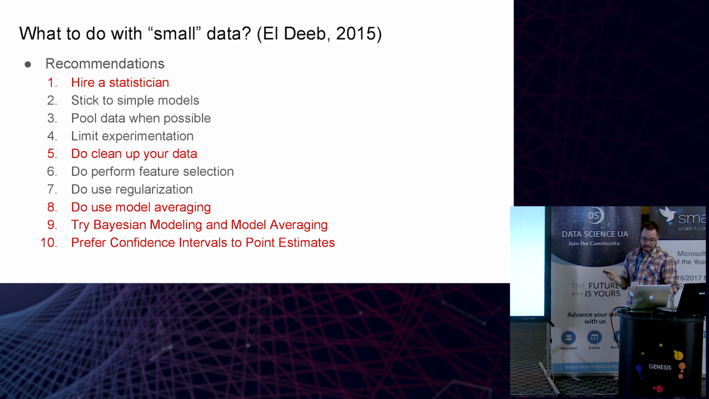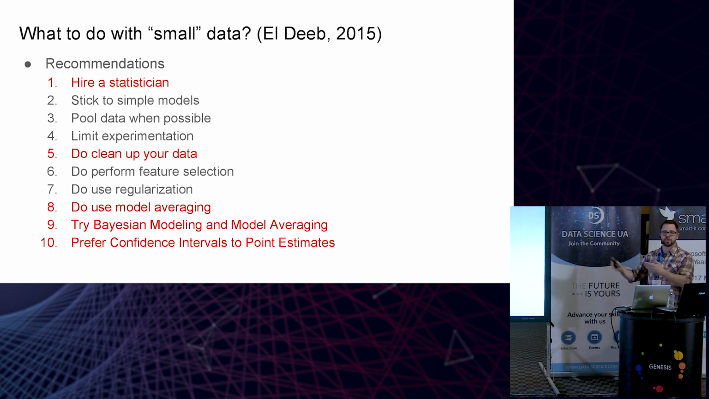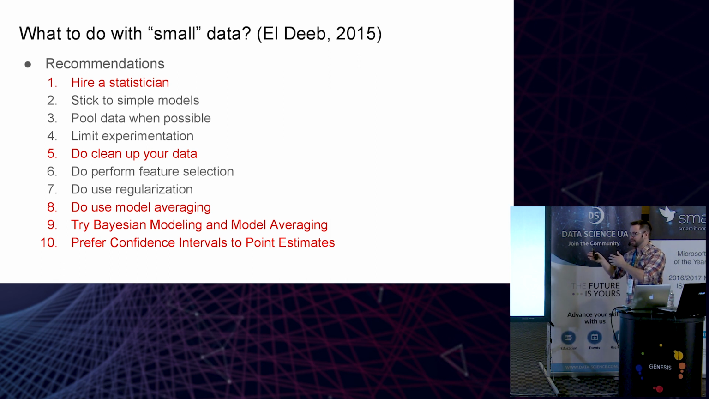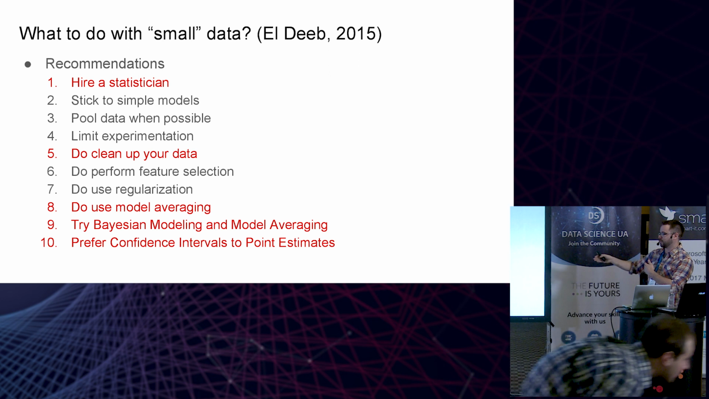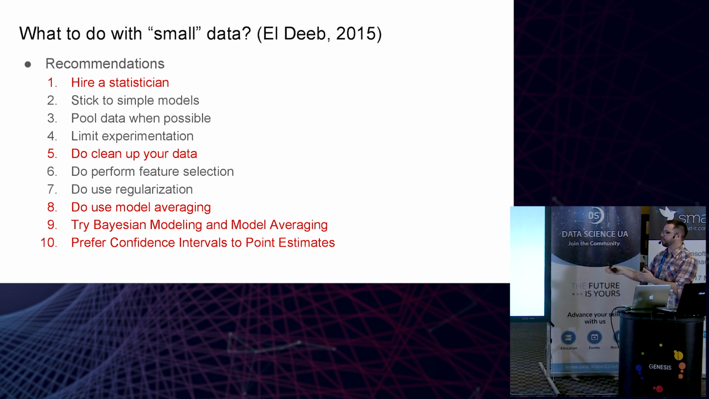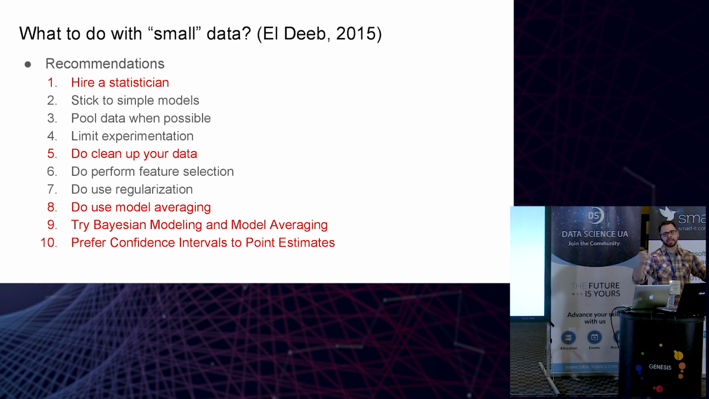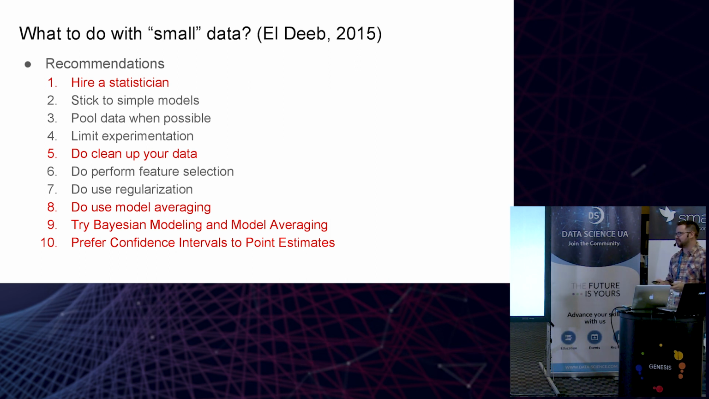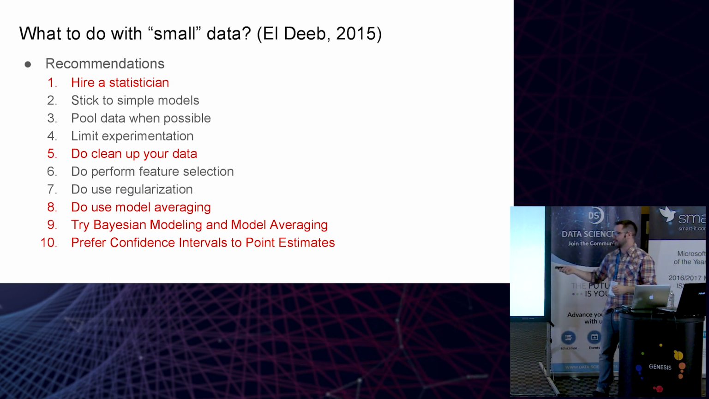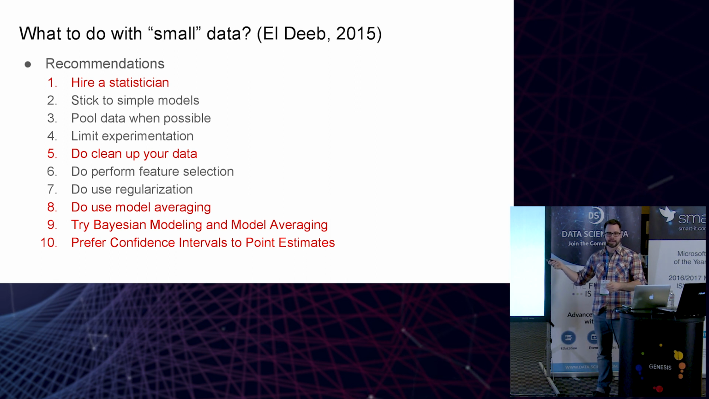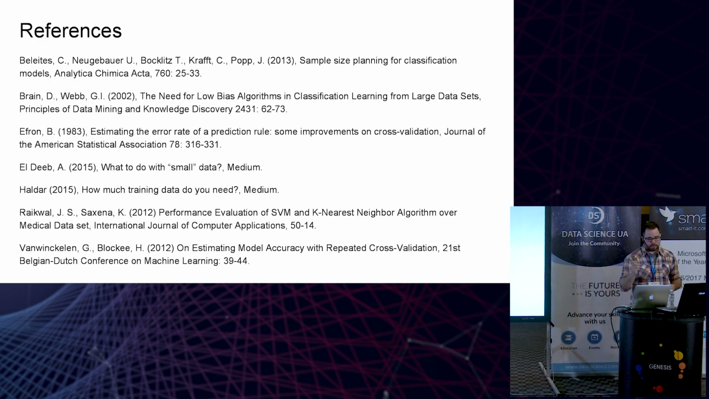And the last one: prefer confidence intervals to point estimates. Again, this is a recommendation that, for some reason, a lot of people don't follow everywhere in machine learning. Even in big data cases, I agree we should always be talking about confidence intervals more than point estimates. So rather than saying my model predicts 83%, we should say something more like we predict between 80 and 85. People never report their confidence intervals, but they're very important. But it's even more important for small data cases. Okay. So that's it.